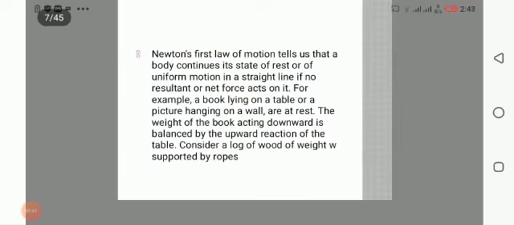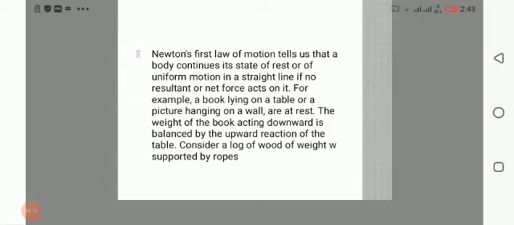Newton's first law of motion tells us that a body continues in a state of rest or of uniform motion in a straight line if no resultant or net force acts on it. For example, a book lying on a table, or a picture hanging on a wall, is at rest. The weight of the book acting downward is balanced by the upward reaction of the table.